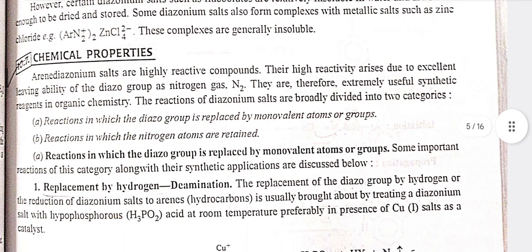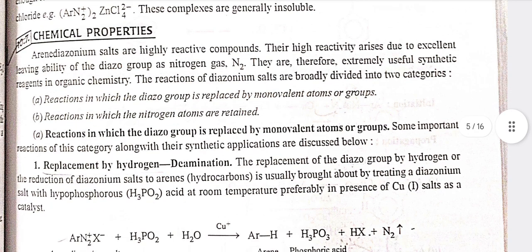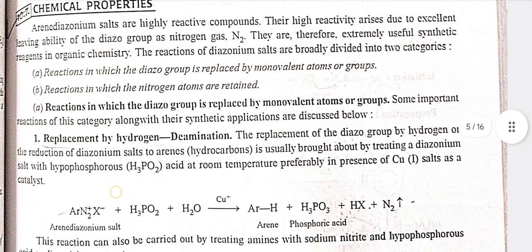Chemical properties. Arene diazonium salts are highly reactive compounds. Their high reactivity arises due to the excellent leaving ability of the diazo group as nitrogen gas, N2. They are therefore extremely useful synthetic reagents in organic chemistry. The reactions of diazonium salts are broadly divided into two categories. Reactions in which the diazo group is replaced by monovalent atoms or groups. Reactions in which the nitrogen atoms are retained.